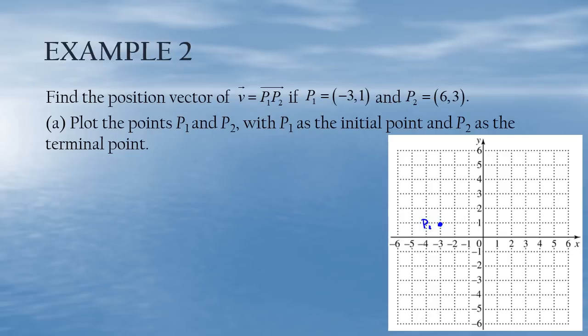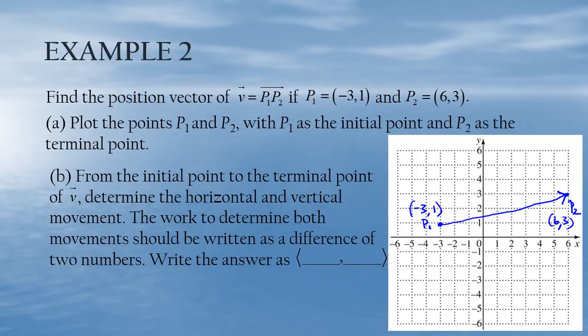And let me just go ahead and write the ordered pair just to remind myself. And then p sub 2 is 6 to the right and up 1, 2, and 3. There it is, p sub 2. And that's the point (6, 3). Now this is a vector, so I'm going to connect these two and put an arrow on the terminal side. All right, so I took care of that.